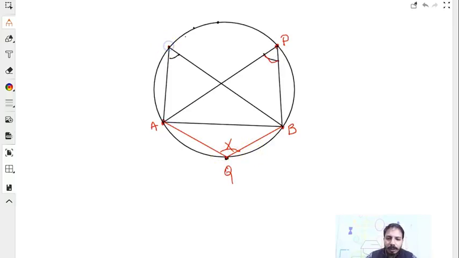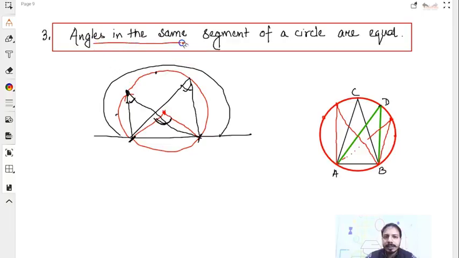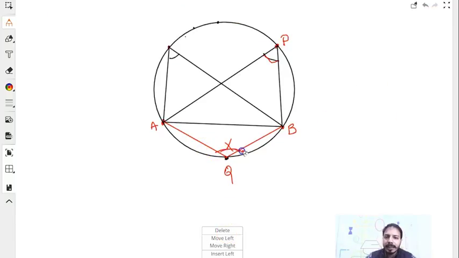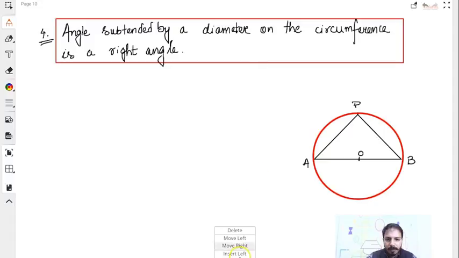So this particular theorem, angles in the same segment of a circle are equal, this is very important, applies to the same segment. Now these are angles on different segments from the chord. So these two will not be equal, but there will be a relation between these two. We'll come to that after some time.